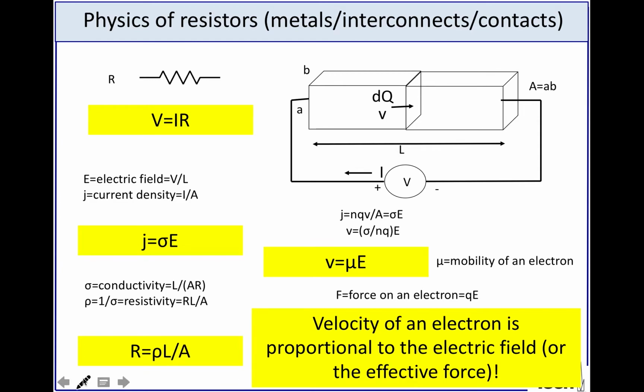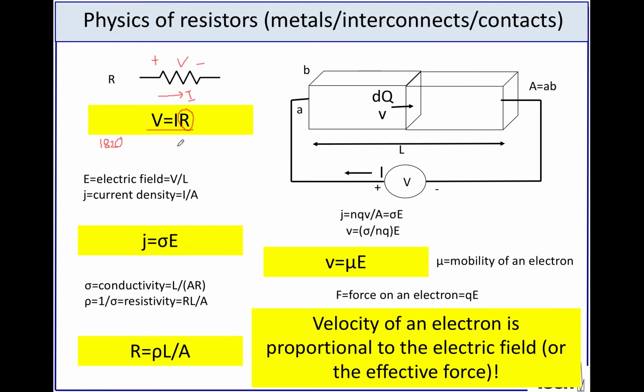Let's get to the physics of resistors, and we start with the well-known equation V equals IR. This is Ohm's law, first described in 1820, and the main thing that it says is that if we have a voltage V across a resistor and the current that flows through it is I, then the voltage is proportional to the current, and the constant of proportionality is called the resistance.